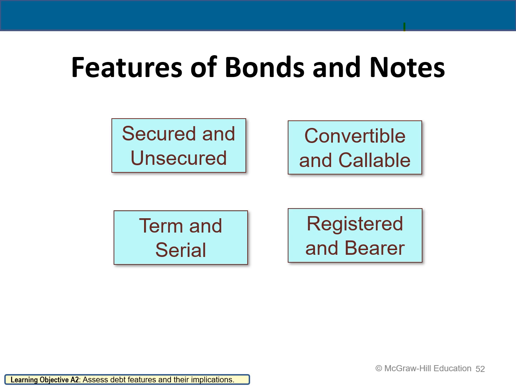Unsecured bonds and notes, also called debentures, are backed by the issuer's general credit standing. So unsecured debt is riskier than secured debt. And then term bonds mature on one specified date. Serial bonds and notes mature at more than one date. So they're often in a series and usually repaid over a number of periods.